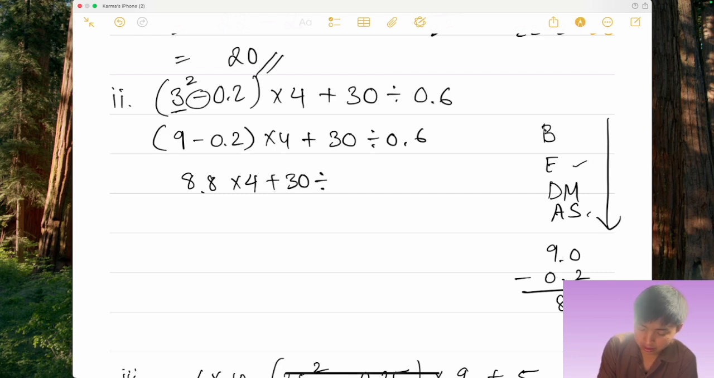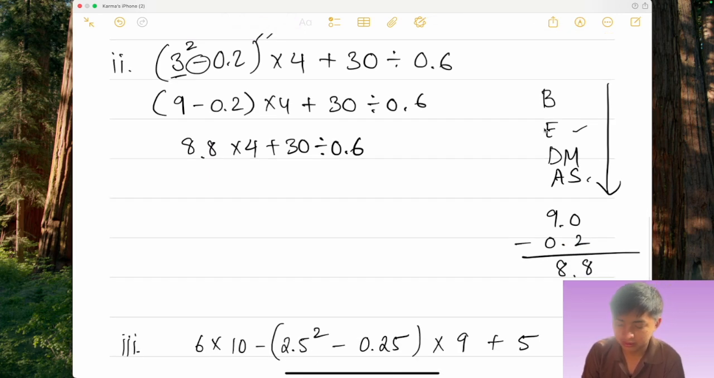30 divided by 0.6. Rewrite the expression and you're left with 8.8 times 4 plus 30 divided by 0.6. Now let's go back to our rule again. Is there any bracket? No. Is there any expression? No. Is there any division or multiplication? Yes. We have multiplication here and division here.